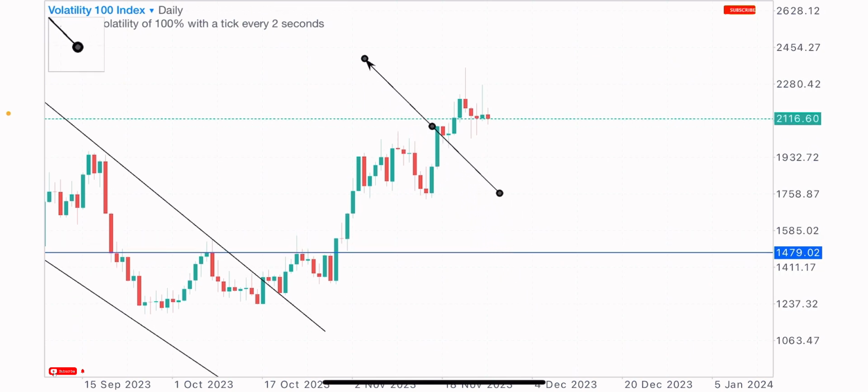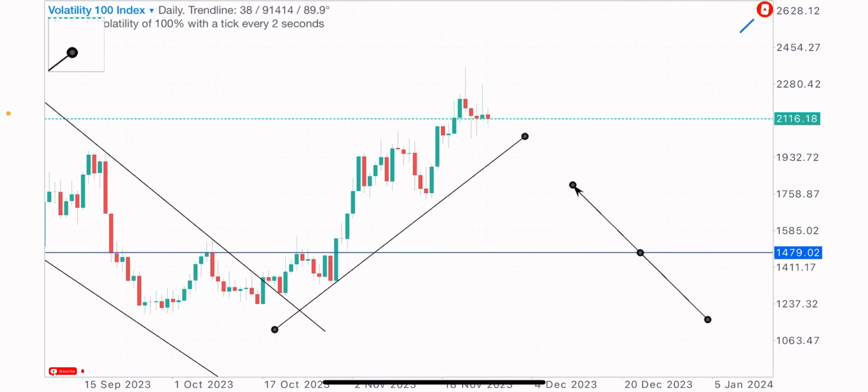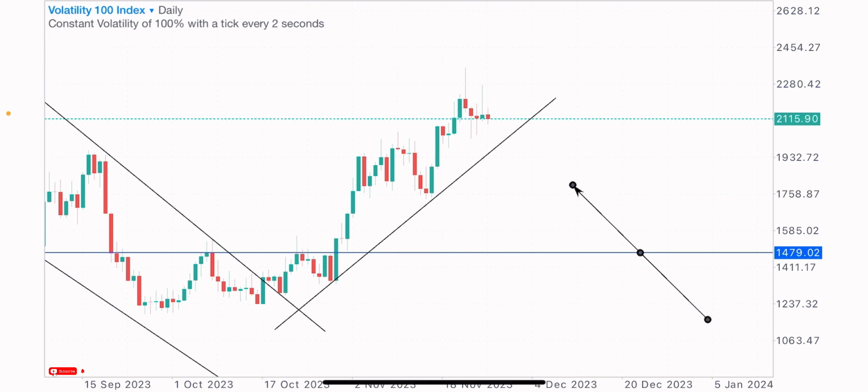We should look out for more buy opportunities on V100 index. Here on the daily time frame, we have this uptrend which the market is currently in. Price creates higher highs and higher lows, heading to the upside. So what do we expect of this index?